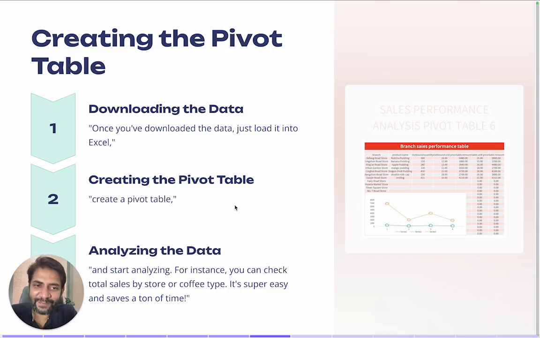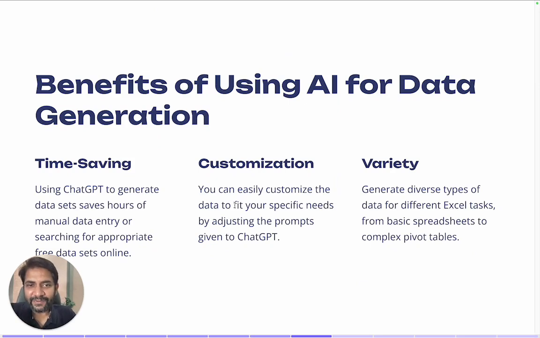So benefits of using AI for data generation. Use ChatGPT, so it's time saving, right? By using ChatGPT to generate data sets saves hours of manual entry or searching for appropriate free data sets online. You can easily customize the data to fit your needs by adjusting the prompts given to ChatGPT, and you can generate diverse types of data for different Excel tasks, from basic spreadsheets to complex pivot tables.